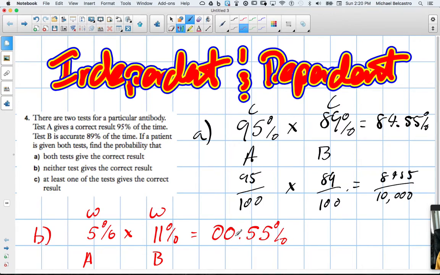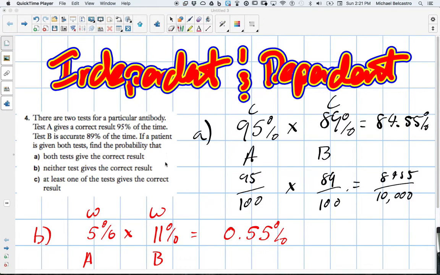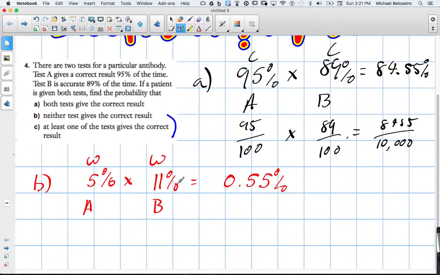0.55%. So obviously that first 0 is not important. But what is the probability that both tests didn't give you the correct answer? In other words, this would be the idea of them saying you have the antibody, and it turns out that you actually don't. What's the probability of this event happening? It's less than 1%. It's 0.55%. So these 2 are very straightforward calculations. C is where it gets a little tricky. Like I said, C is a bit tricky.